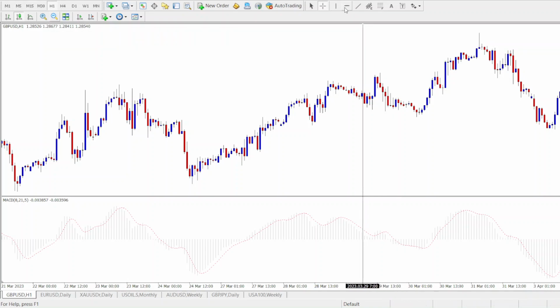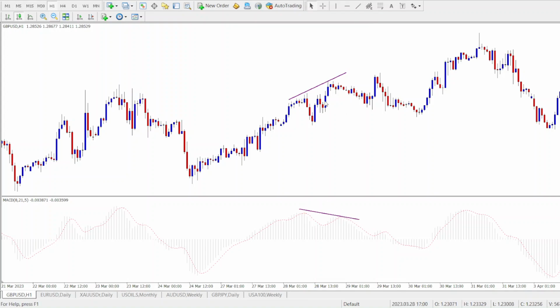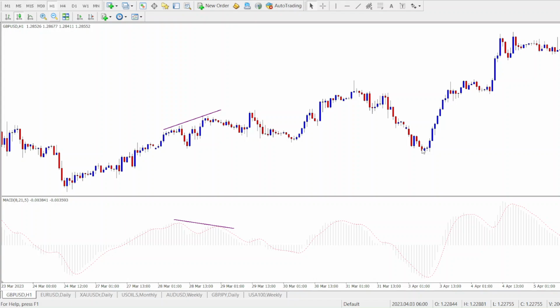We can see that here we had price making new highs, but we had the MACD making lower highs. These higher highs in price and these lower highs in the MACD show this is a bearish regular divergence, because it shows that the bearish momentum is building up. And shortly afterwards, we can see that we had a sell for a bit.